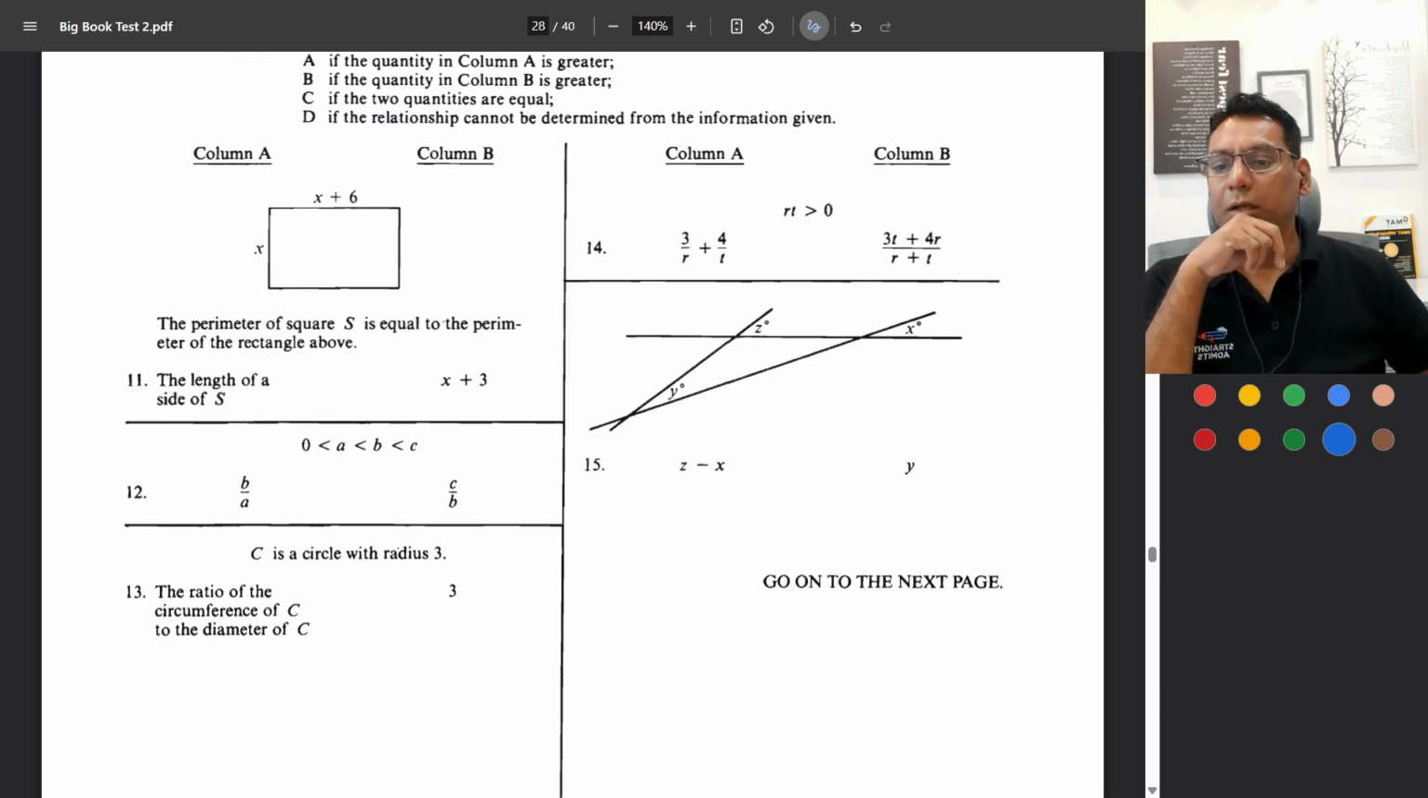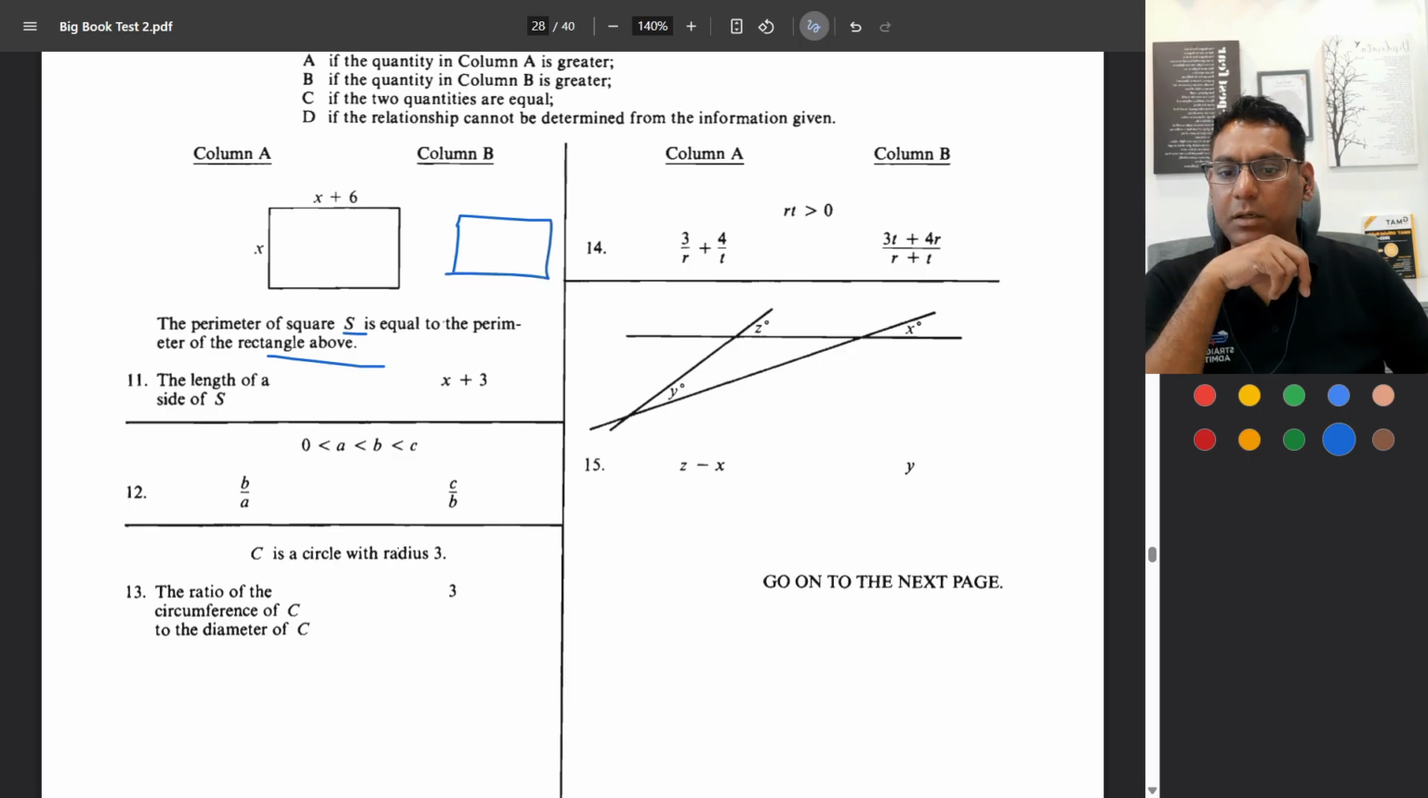Okay, question 11. The perimeter of square S is equal to the perimeter of the rectangle above. There is some square here. The perimeters are same. What are the perimeters here? The width of this rectangle is x, so this side is also going to be x. This is going to be x plus 6 because opposite sides are equal. So it's going to be x plus 6 plus x plus 6 plus x plus x. That is 4x plus 12.